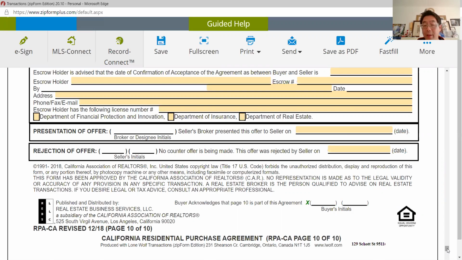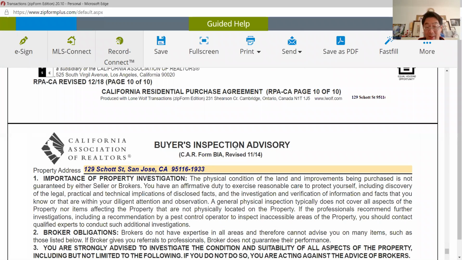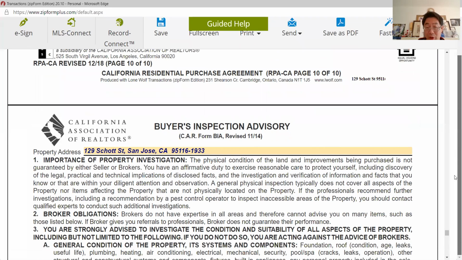Okay, so this is the purchase agreement. This one is the buyer's inspection advisory. That means we suggest you do your own inspection. Usually people hire an inspector and pay that much money to do the inspection. But usually people don't even spend money. They just go with the seller's inspection and want to be able to move in, that's all. It really depends on you.